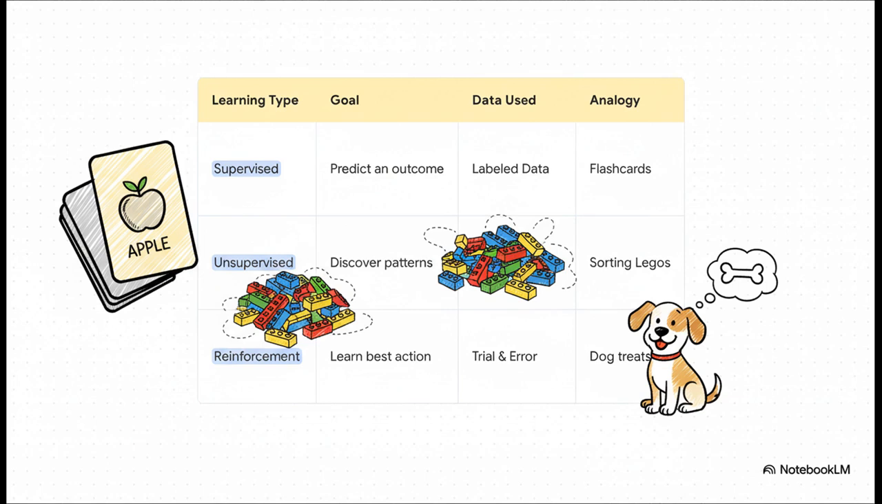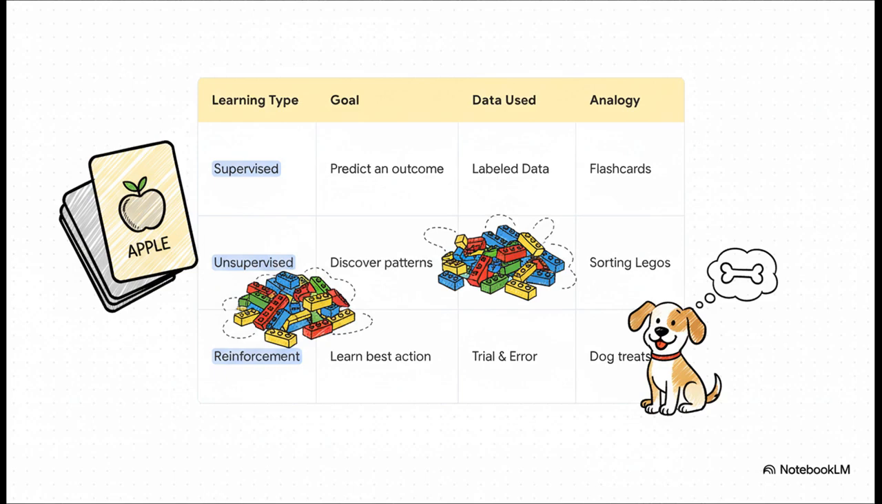Then you've got unsupervised learning, which is the complete opposite. It's like you dump a messy pile of Legos on the floor and just say, hey, find some patterns here, sort these for me. And finally, there's reinforcement learning. That's pure trial and error, rewarding the machine for good choices, exactly like giving a dog a treat when it learns a new trick.